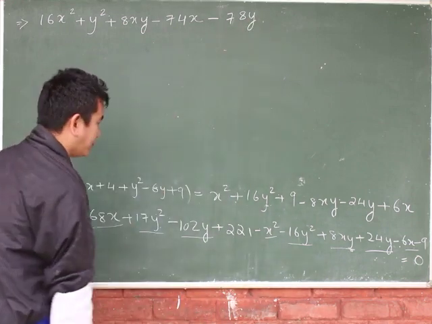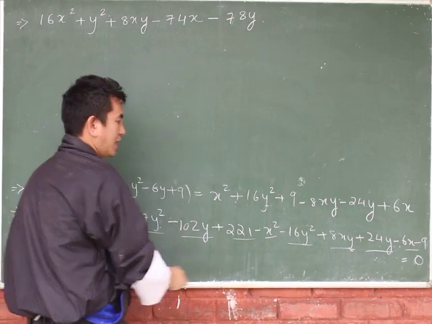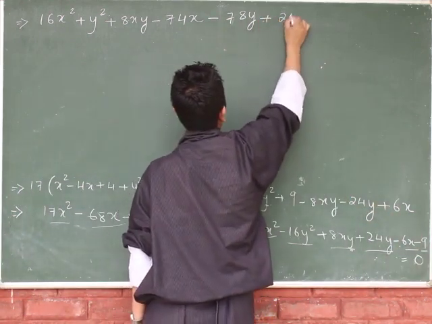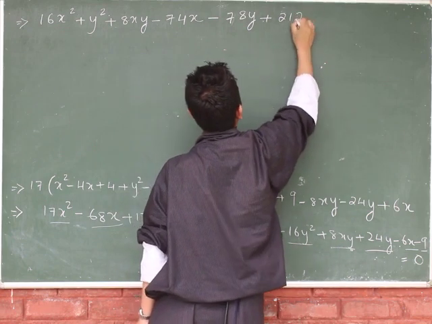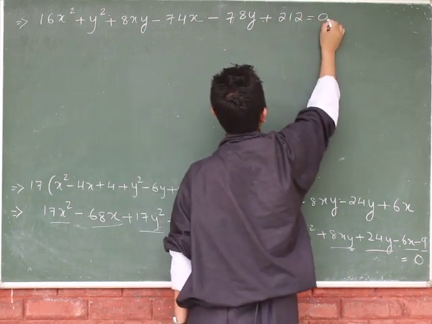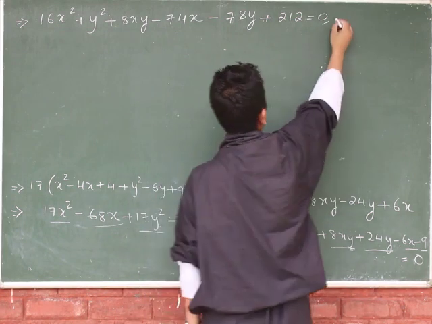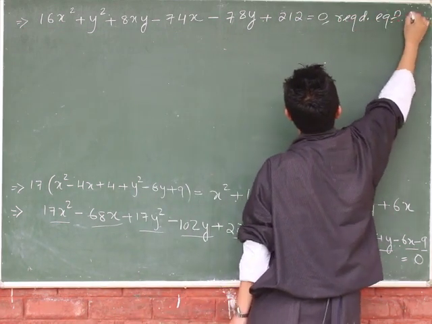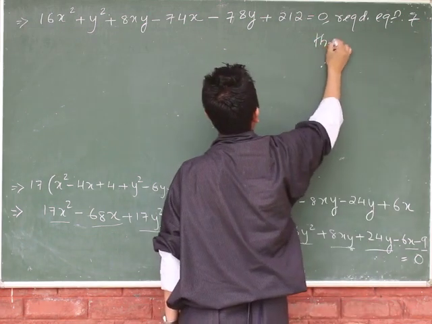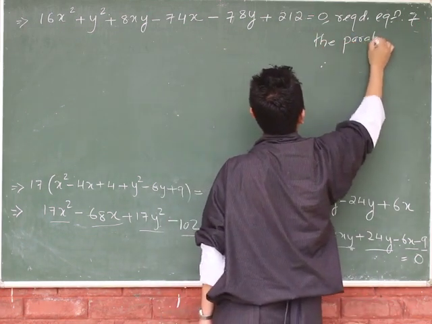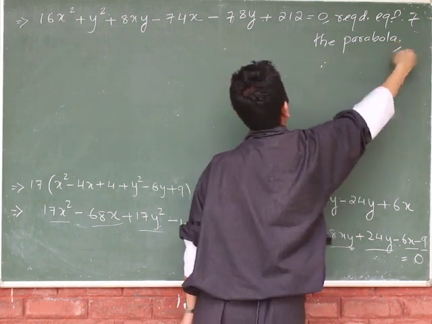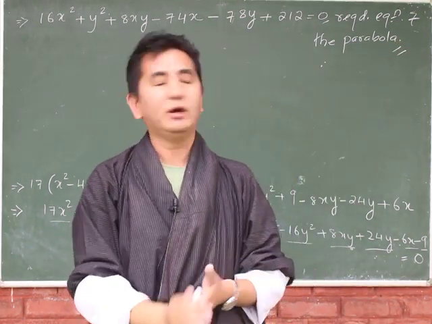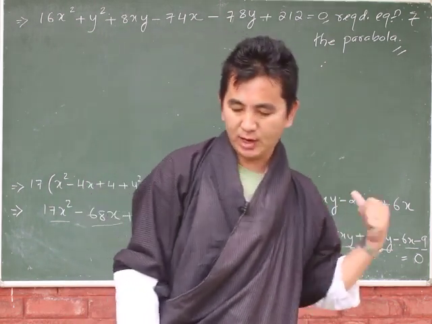Finally the constant value: 221 minus 9, we have 212 equal to 0, which is the required equation of the parabola. I know it's a little bit difficult, but if you practice and solve, this will be much easier. So have a look. Thank you.